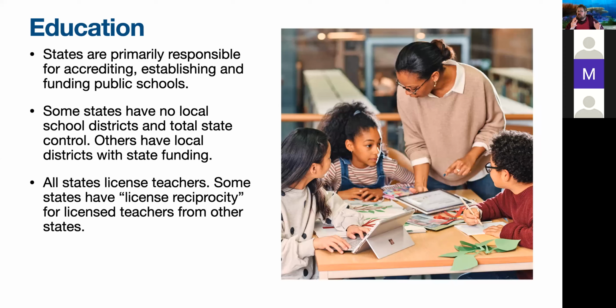To recognize other states' licenses, like if I wanted to go teach in West Virginia or something, I could probably get license reciprocity, and my Montana teaching license would transfer at least to a temporary license in West Virginia. But I would probably have to take a course to teach history. I would probably have to take a course in West Virginia history.